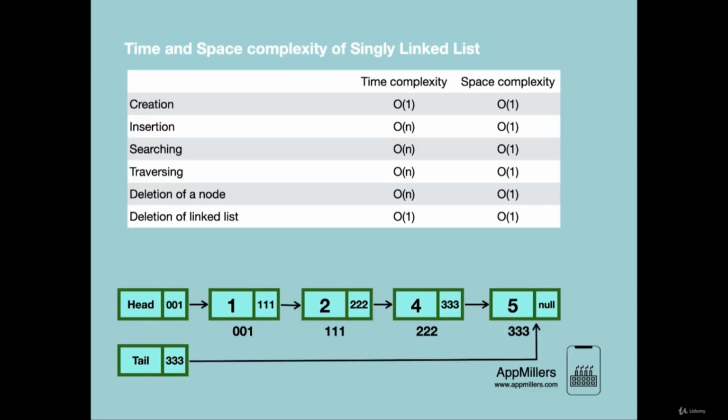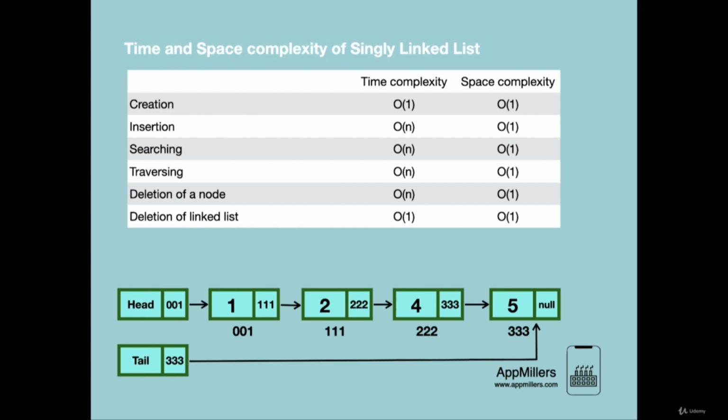In this video, we will recap the time and space complexity of all operations that we have learned till now on a single linked list. The first operation is creation of single linked list. Here, the time and space complexity is constant. The reason for this is that we have to create a head and tail and first node, which take constant time.